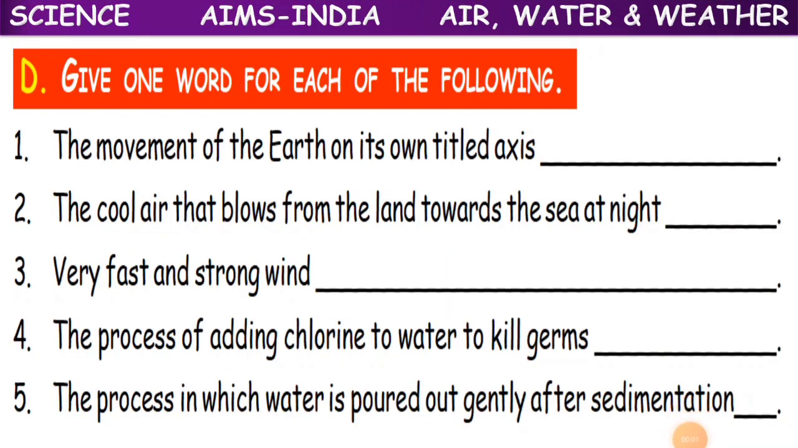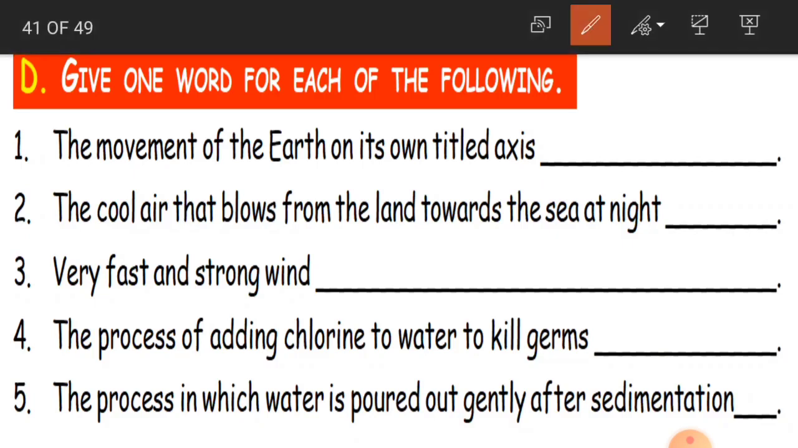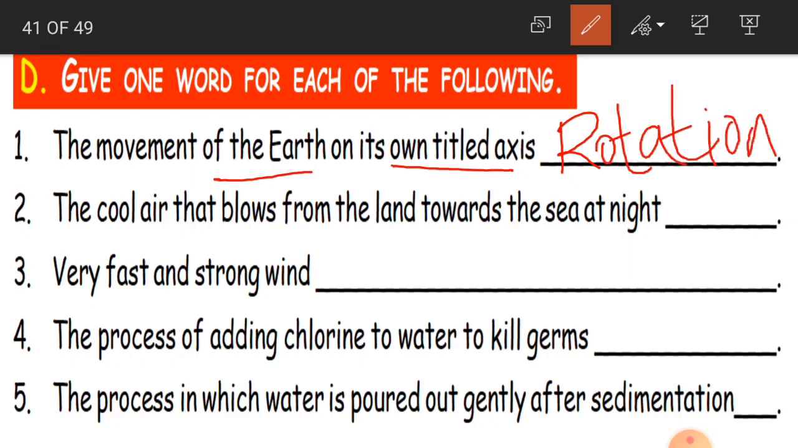Now, children, the next exercise. Give one word for each of the following. Now, we have to answer with one word for these statements. For this, fill in the blanks. The first one is the movement of the earth on its own tilted axis. What do we call it as? It is nothing but rotation. Okay, clear? It is rotation.